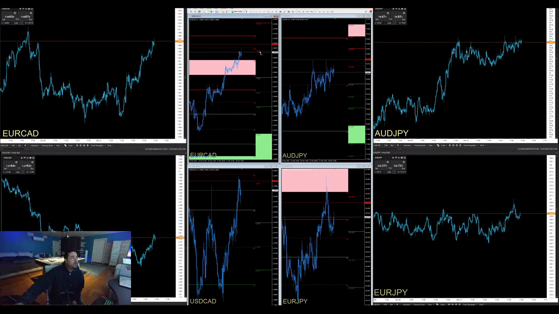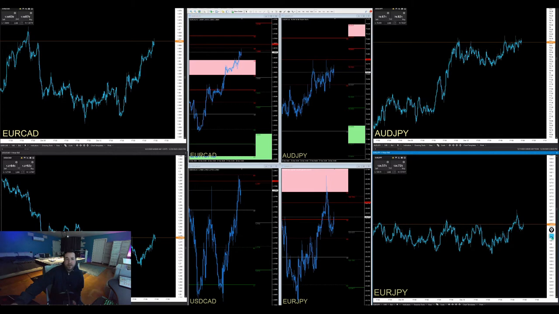So it looks like EuroCAD is right up here at the M3. To get my pen working here. Okay. So we are going to be opening up right near M3 unless there's a gap in the market. Looks like we're going to be opening up near M3 also for the Australian Yen. We're in between the central pivot and the M3 for the Euro Yen, and we're pretty close to the M3 on the USD CAD.